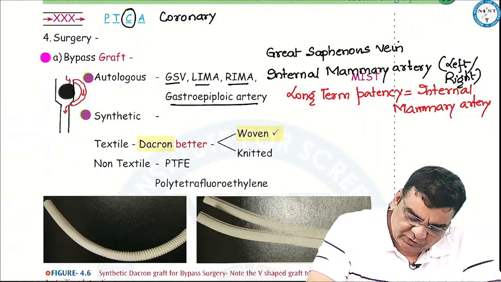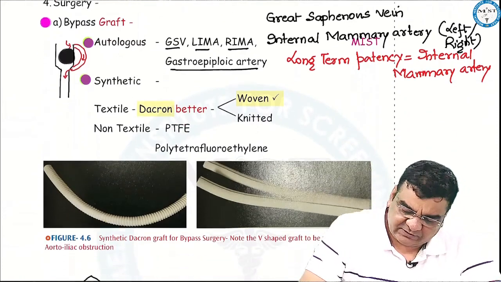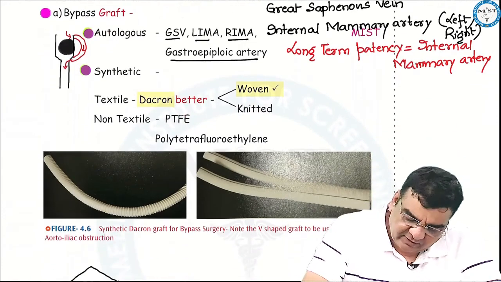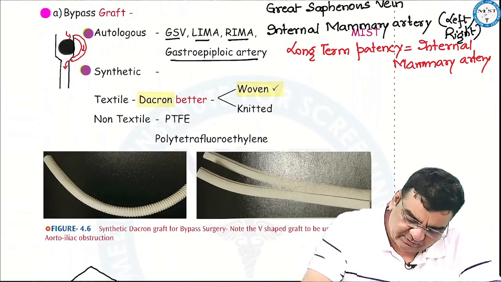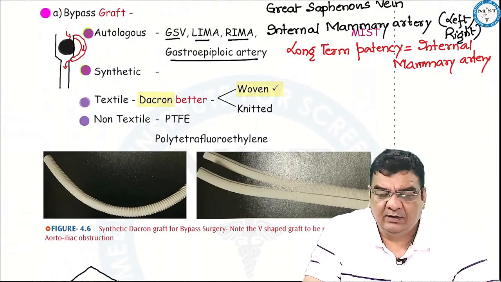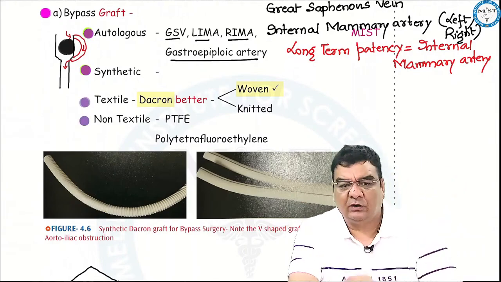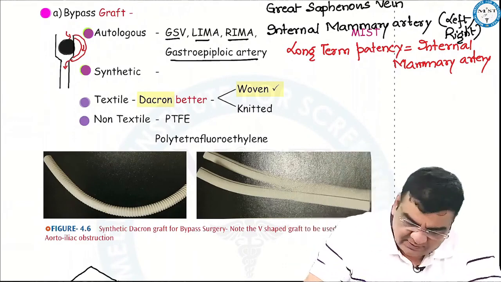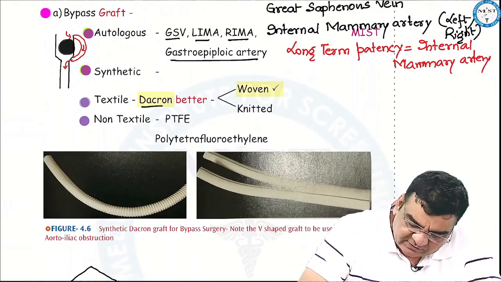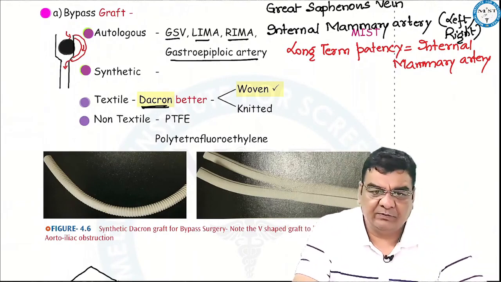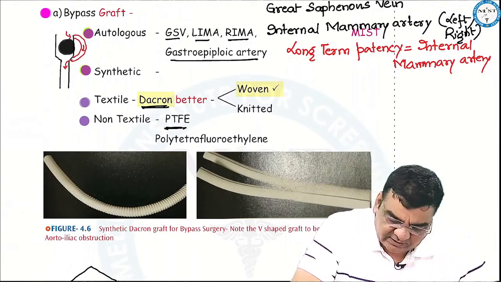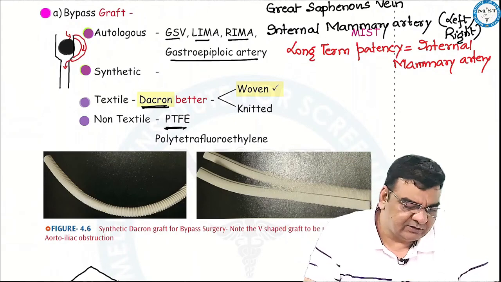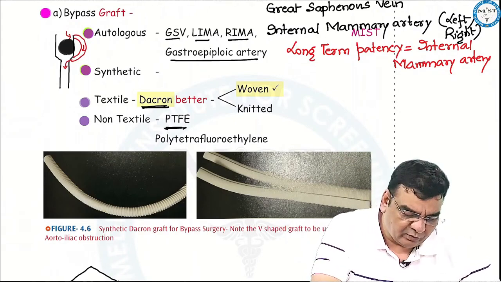We can also use synthetic grafts which are available in the market, and these synthetic grafts can be textile or non-textile. Textile means cloth, right? So textile grafts are better, Dacron grafts are better as compared to non-textile. Non-textile is PTFE, that is polytetrafluoroethylene.